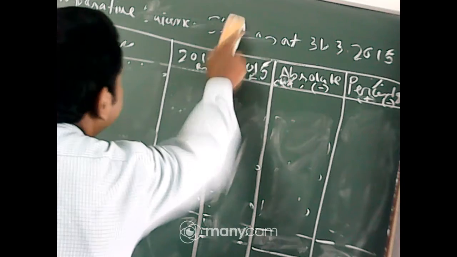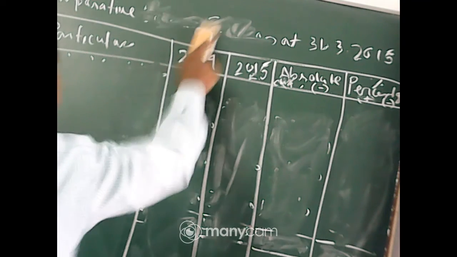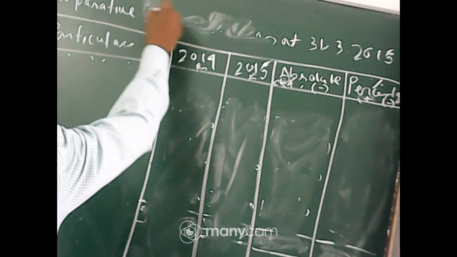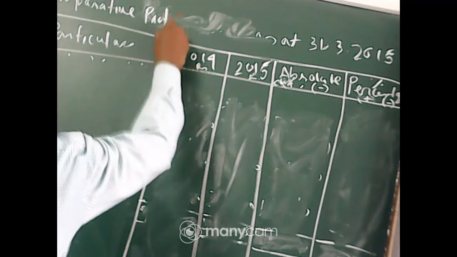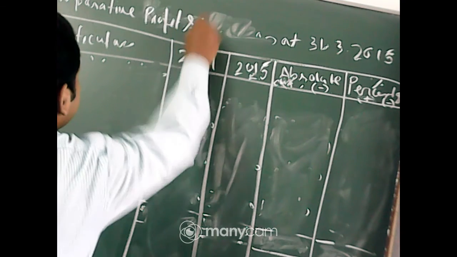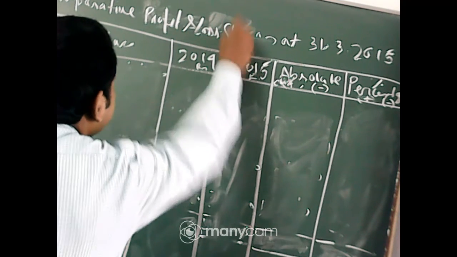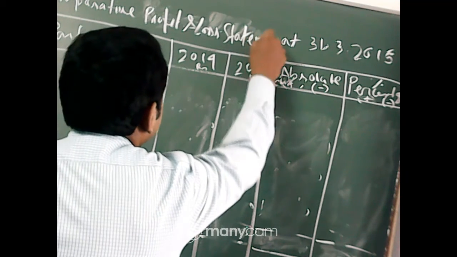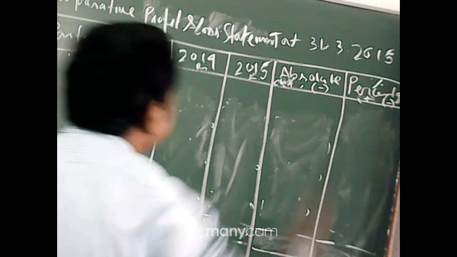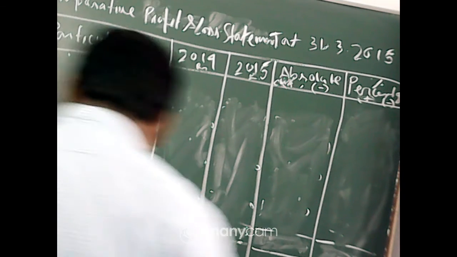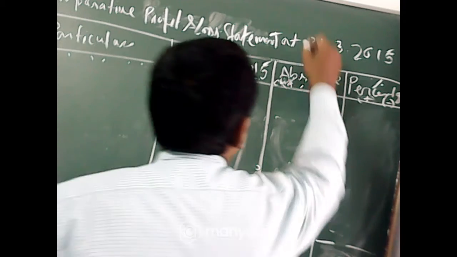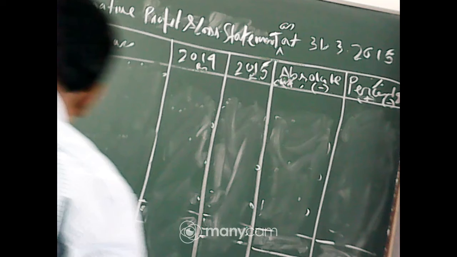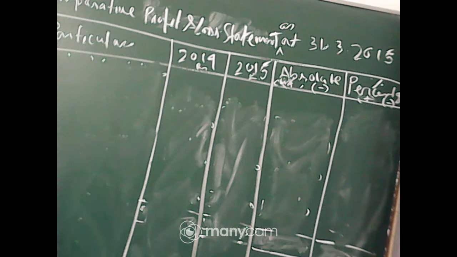Comparative statement of profit and loss. Comparative profit and loss statement. Profit and loss statement, not account, okay? Don't write account. In case of a company, this is called a statement. As at 31st March, 2015. Now the first is revenue from operation.